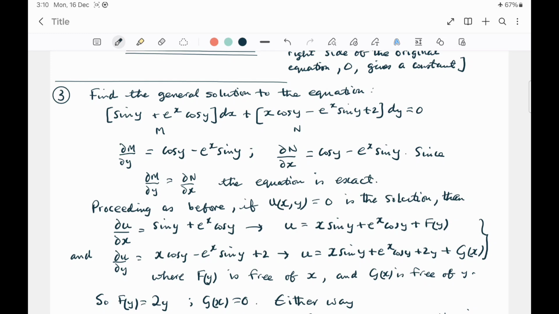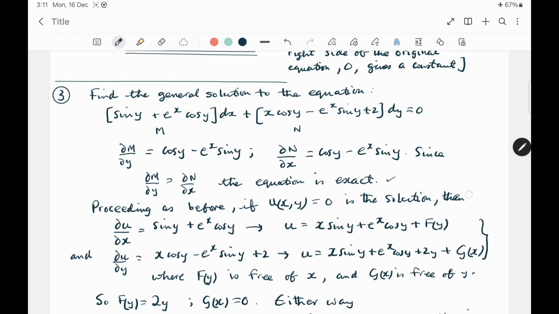Again, if we differentiate M with respect to y, we get cos y minus e to the x sin y. And when we differentiate N partially with respect to x, we get cos y minus e to the x sin y. So obviously now these two expressions are equal and the equation is exact.